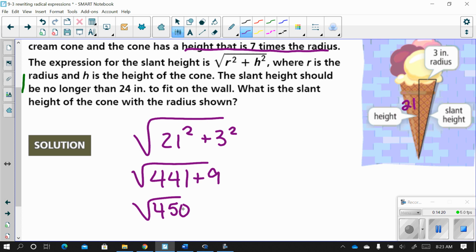Okay, we need to know it has to be no longer than 24. So I'm just going to take the square root of 450. This is approximately 21.21. Will the ice cream cone fit? Yes, it will, because we are shorter than 24 inches.